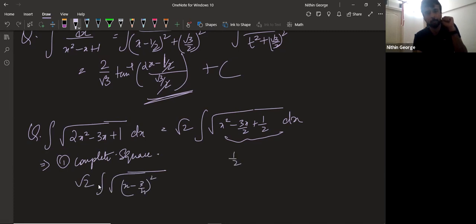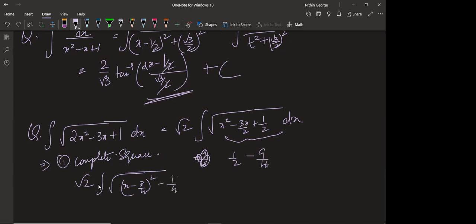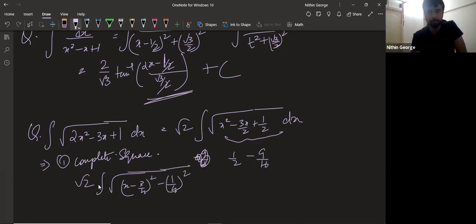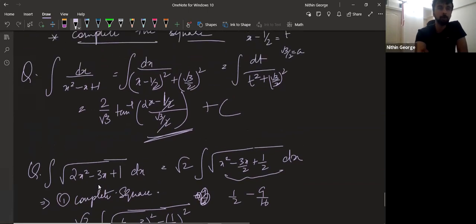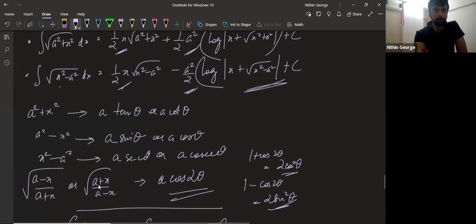You have 1 by 2 outside, so plus 9 by 16 came here. Which means 1 by 2 minus 9 by 16. What does that become? This is 8 by 16 minus 9 by 16, which is minus 1 by 16. So it becomes minus (1 by 4) the whole square. So you're looking at root of x square minus a square.